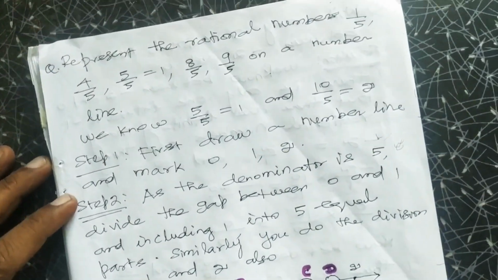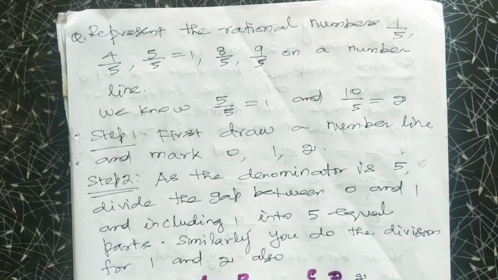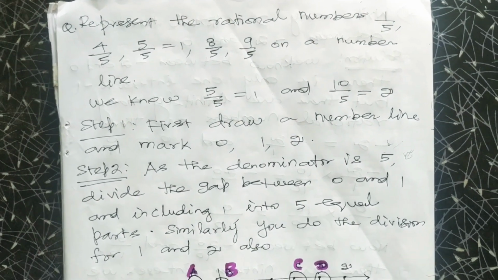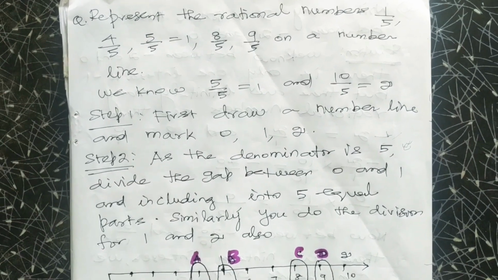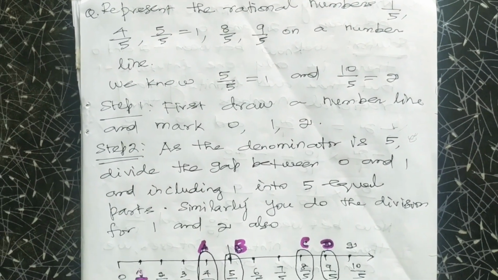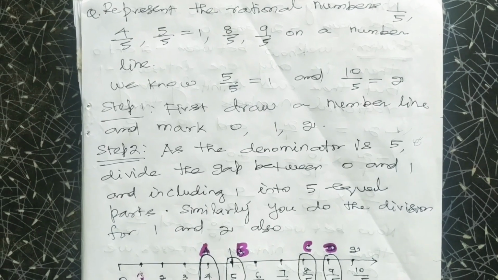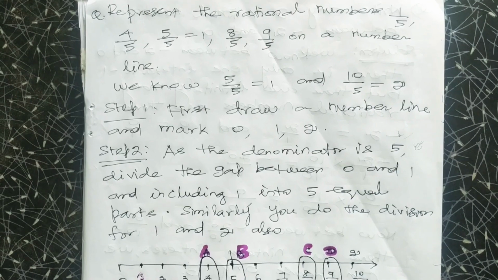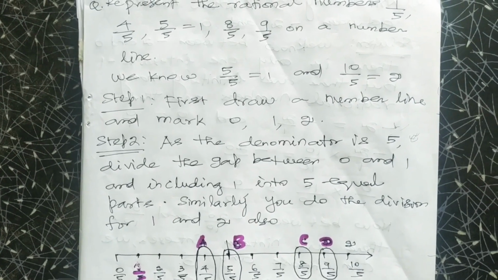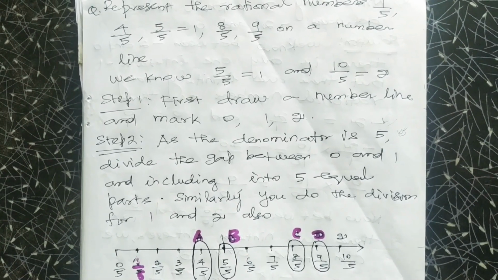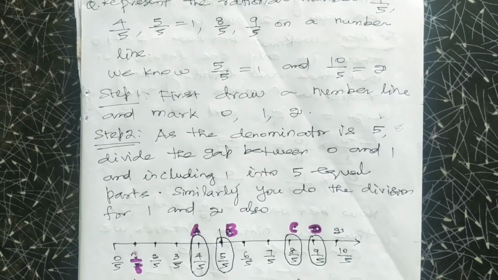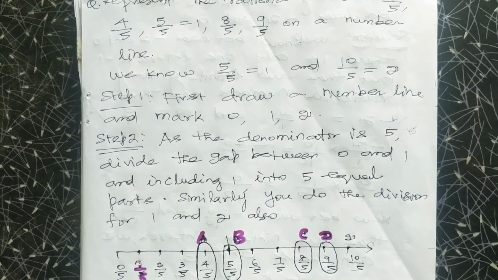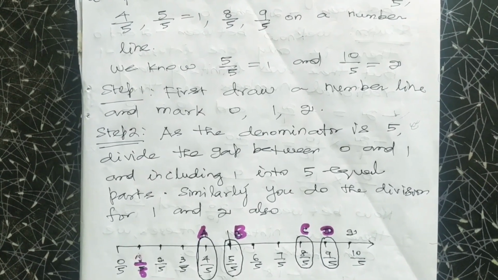Now let us move on to the question. Represent the rational numbers 1 by 5, 4 by 5, 5 by 5 that is equal to 1, 8 by 5, 9 by 5 on a number line. We know 5 divided by 5 is 1. We want the number line up to 9 by 5. After that, 10 divided by 5 will be what? 2. Therefore, we have to mark up to 10 divided by 5.